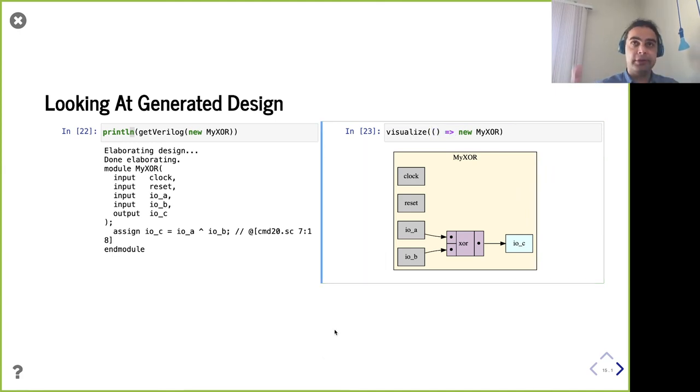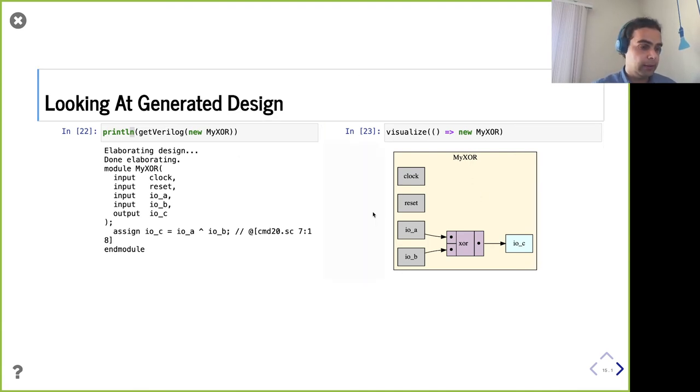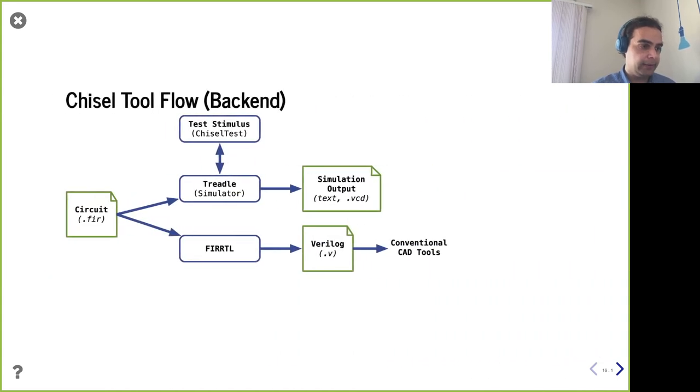Cool, so here's an example. Okay, we had our circuit. We looked at the Verilog using one of the tools. We looked at the diagram, to make sure that's kind of what we expected. What else can we do with this? Well, maybe we should go ahead and test it.